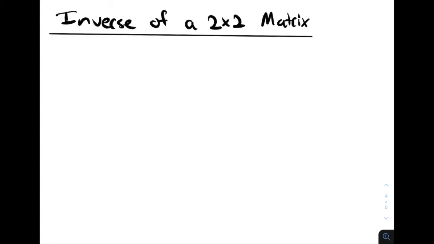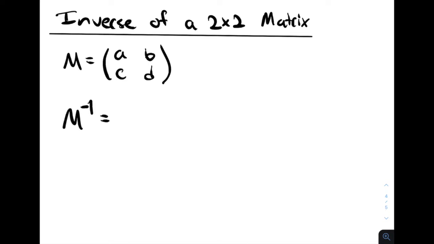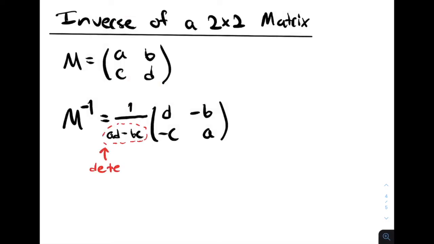Finding the inverse of a 2 by 2 matrix uses a simple formula. If our matrix M has entries A, B, C, D, then the inverse of M is D, negative B, negative C, A, and we'll divide by the determinant of M. Because we can't divide by 0, this shows why a determinant of 0 means the matrix is non-invertible.